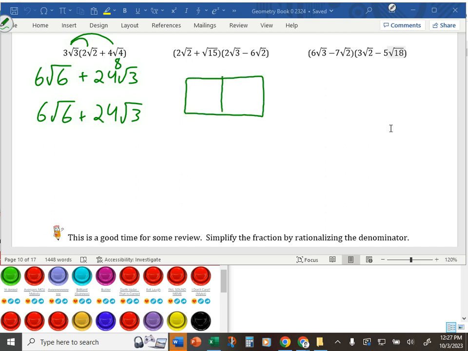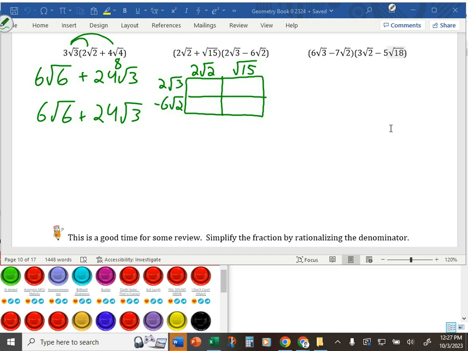How the box works. You are making a 2x2 box because you have a binomial times a binomial. And right off the bat here, I'm seeing a potential mistake. Make sure that you've got negative 6 root 2 written here, not just 6 root 2.